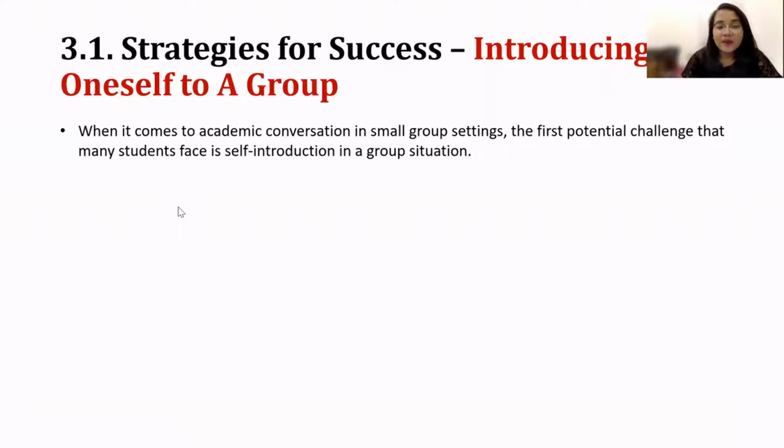When it comes to academic conversation in small group settings, the first potential challenge that many students face is self-introduction in a group situation, especially if it is still a new meeting or the forum or the discussion just started, right? The moderator or the leader of the discussion may ask you to introduce yourself. And this can be a big challenge for those who are not used to speaking in front of the public or speaking in a big forum like this.